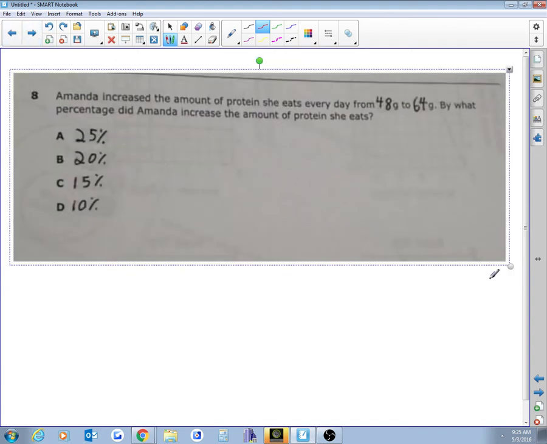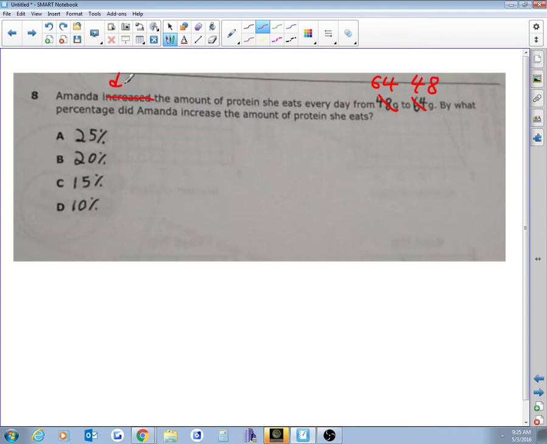Number 8. So this is amount of change. We're looking for the percent of decrease, actually. This is actually 64. I changed this. And this was 48. And it was supposed to be decreased. Okay, so percent of change. We find the amount of change. So 64 minus 48. And the original amount was 64. And we're looking for the amount of decrease.